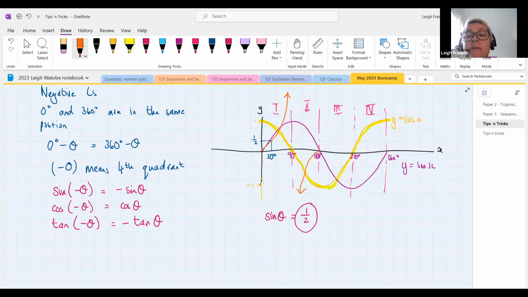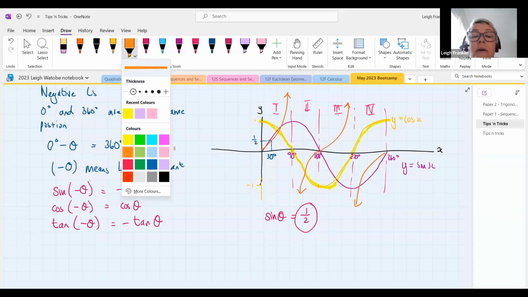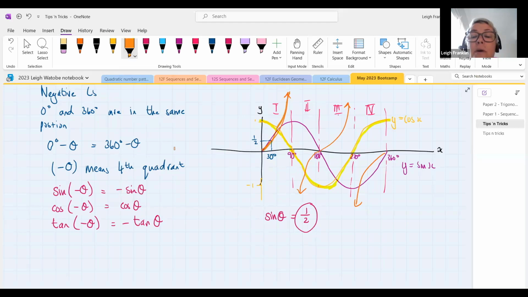And it would do that, and it would do that, and then it would do that. Okay, so the orange, let's see if I can get an orange highlighter. There we go. Can you see again? Your tan graph is above the x-axis in quadrant 1, below the x-axis in quadrant 2, above the x-axis in quadrant 3, below the x-axis in quadrant 4. So this helps to inform our CAST diagram.